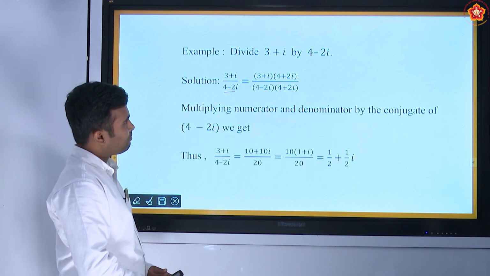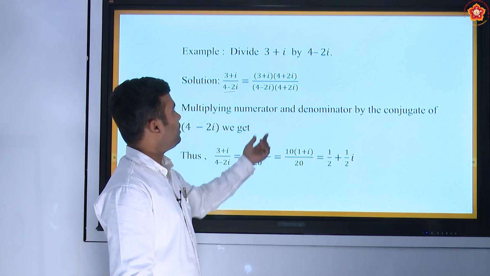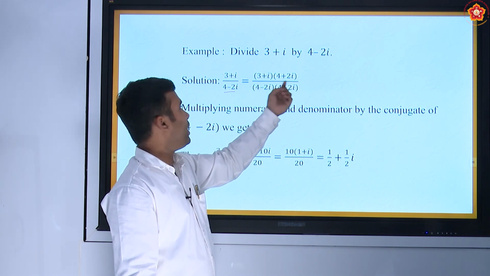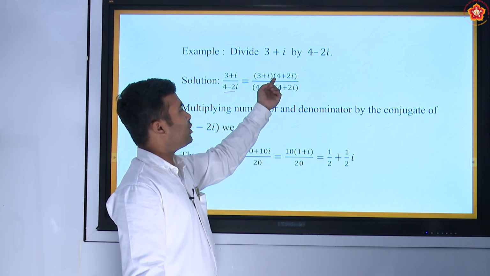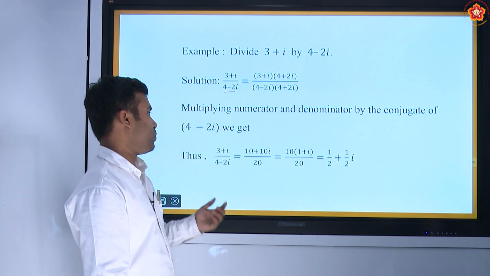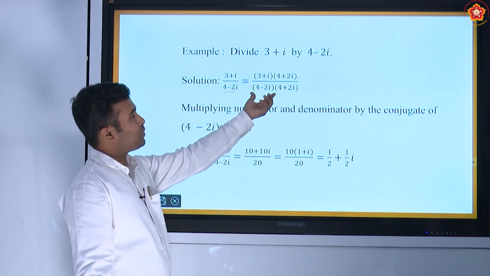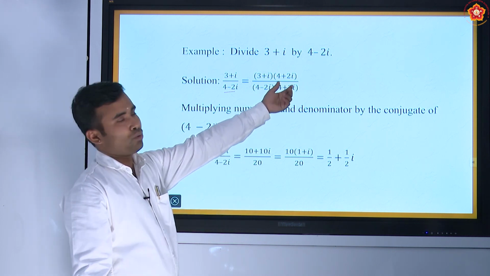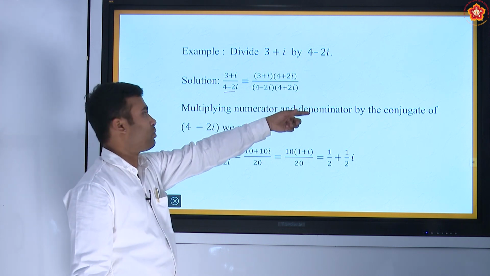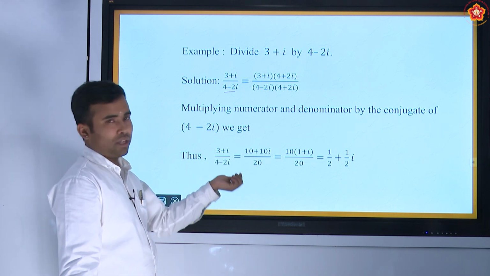So now this is the multiplication of two complex numbers. So we multiply 3 into 4 plus 3 into 2I plus I into 4 plus I into 2I, that is 2I square. So this becomes 10 plus 10I, and this is, as I said, a minus b into a plus b, a square minus b square, and I square becomes minus 1 there. So if you substitute, you will get 4 square plus 2 square.